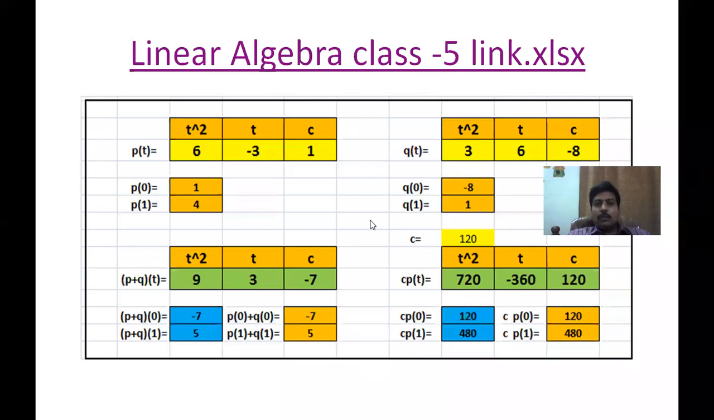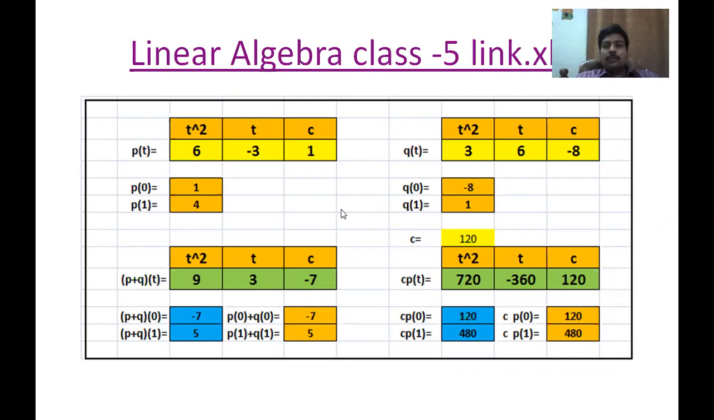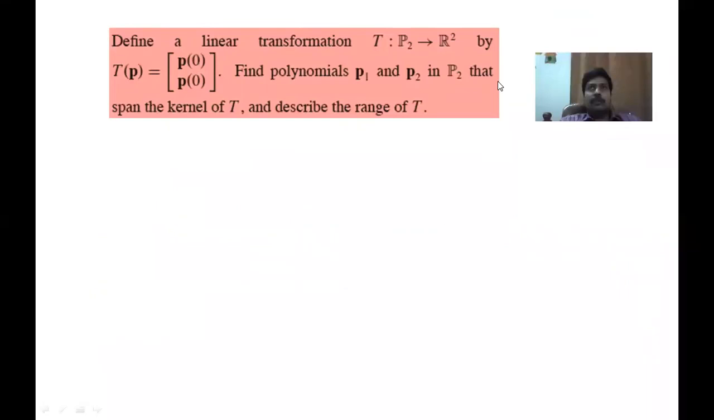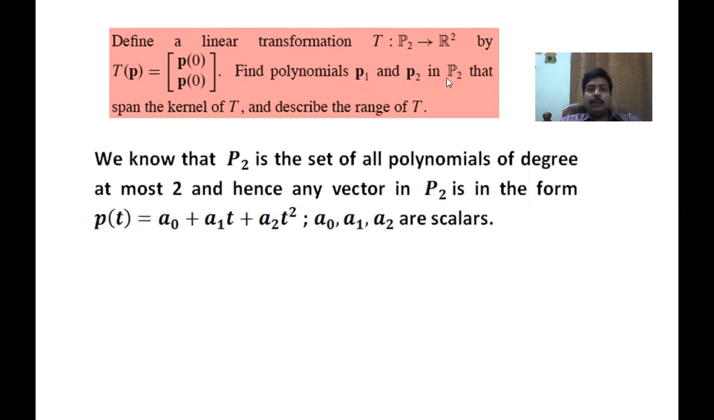Let us go back to our PPT. So we have done some of the experiments also there. So this is one more problem. Let us quickly go through it. Define a linear transformation P2 to R2 by, here it is P of 0 and P of 0. In the earlier problem, it is P of 0 and P of 1. Here, both are P of 0. Find polynomials P1 and P2 in P2 such that span kernel of T, and describe the range of T.